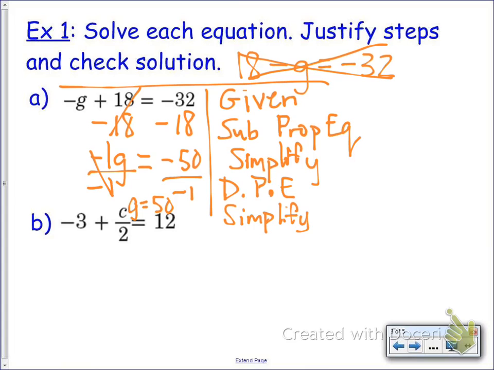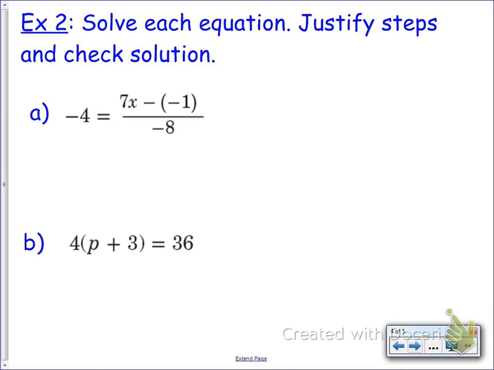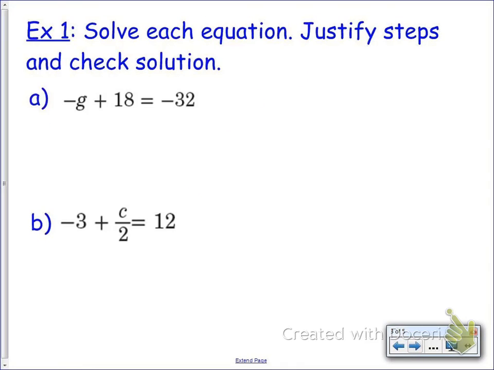Let's clear this and look at the other example. Notice that in this example 1b, the c over 2 is written later on. So we should probably use the commutative property so we don't get confused.